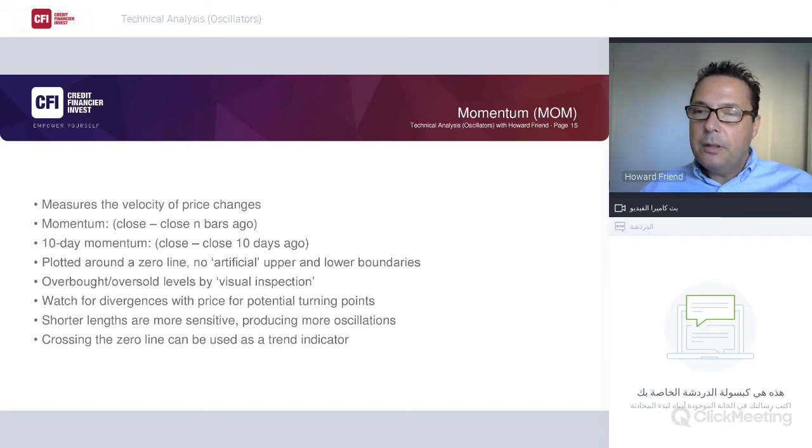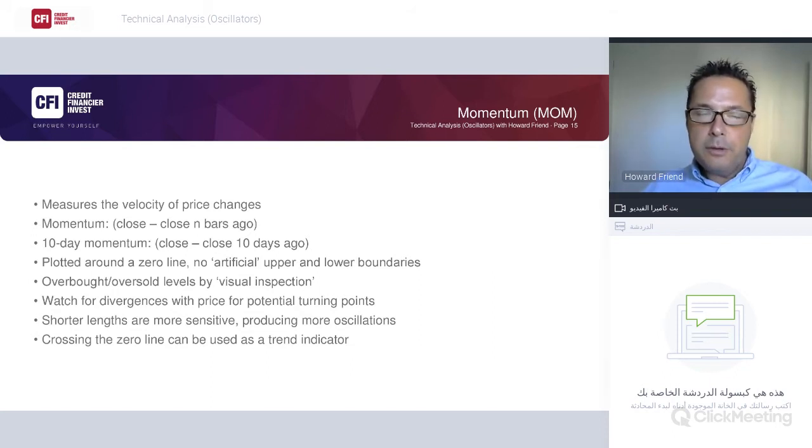So momentum measures the velocity of price changes. It simply compares the closing price to the price so many bars ago. A 10-day momentum is the closing price minus the closing price of 10 days ago. And this is plotted around the zero line, a bit like I just showed you with the no-limit oscillators. So there are no artificial upper or lower boundaries to the oscillator.